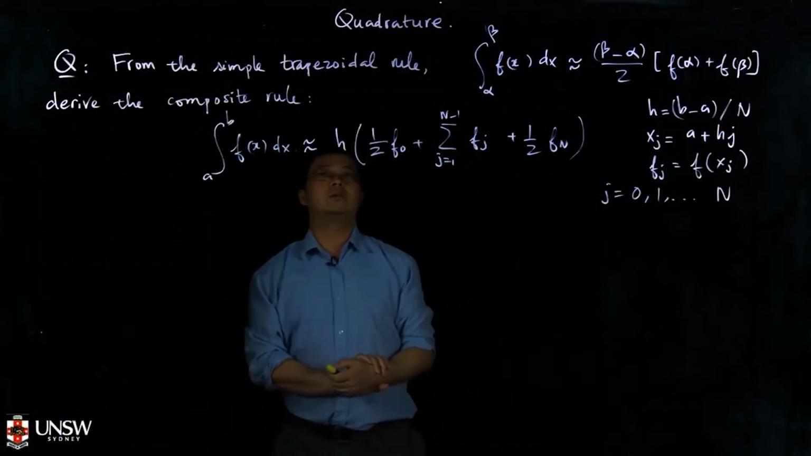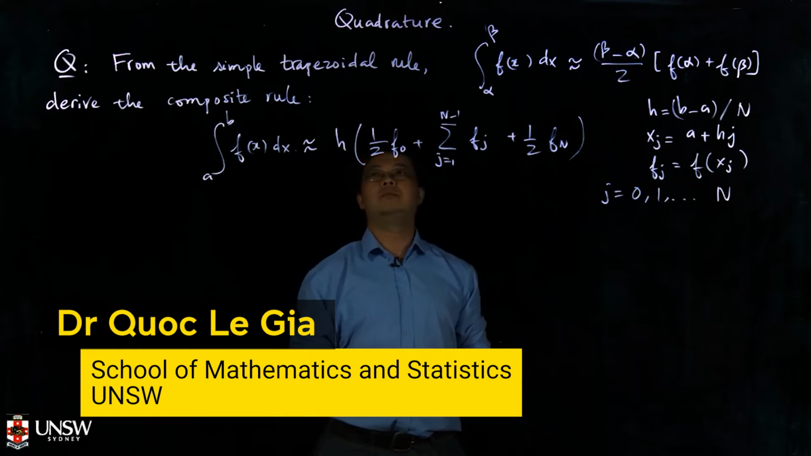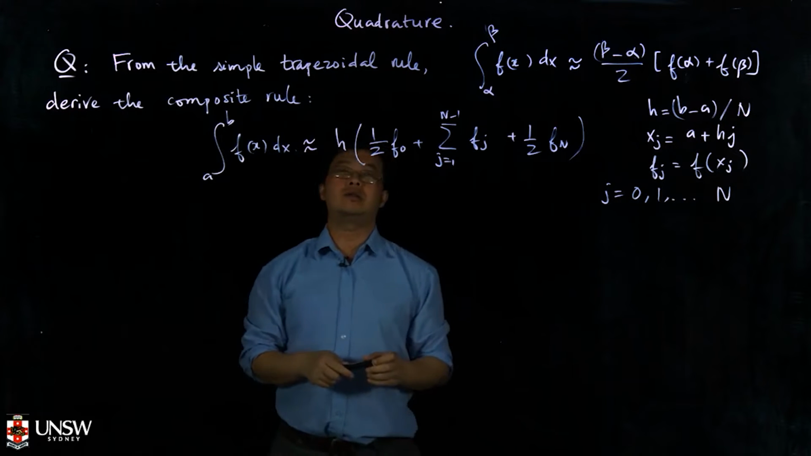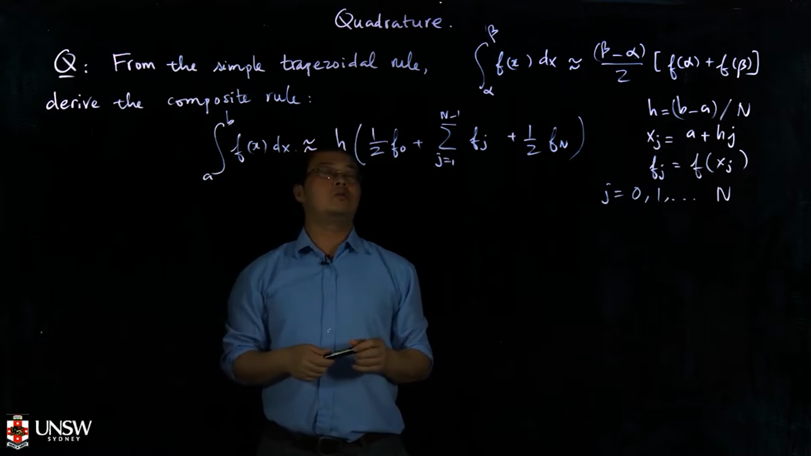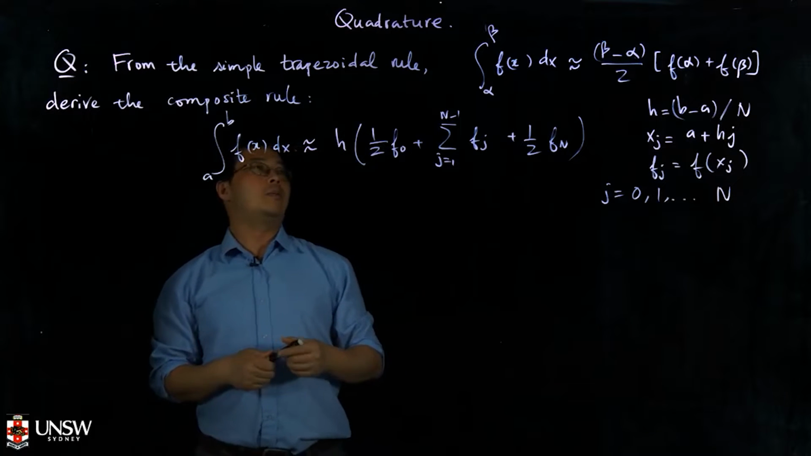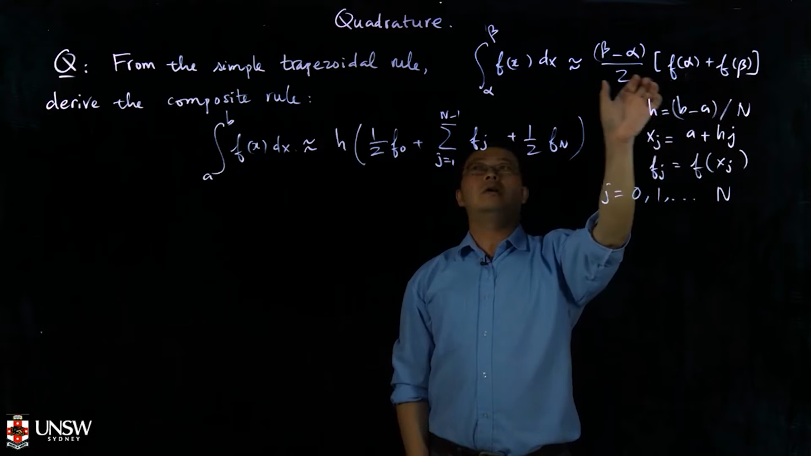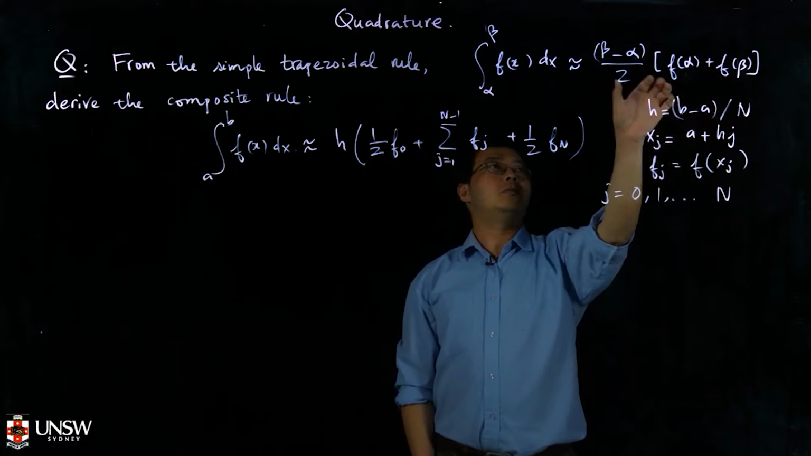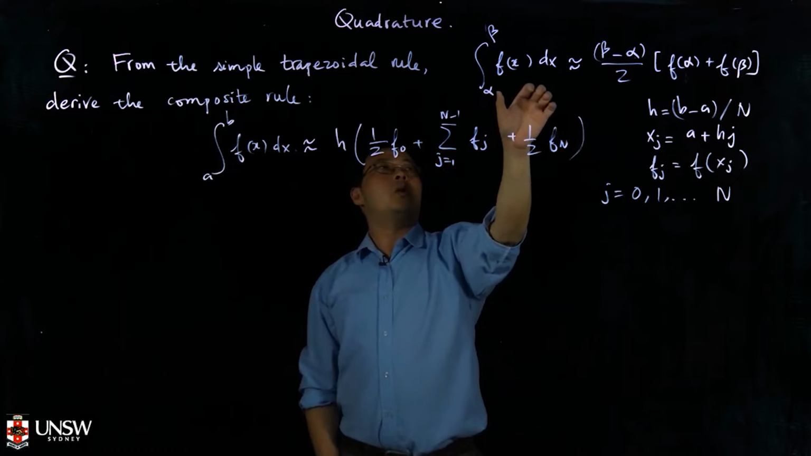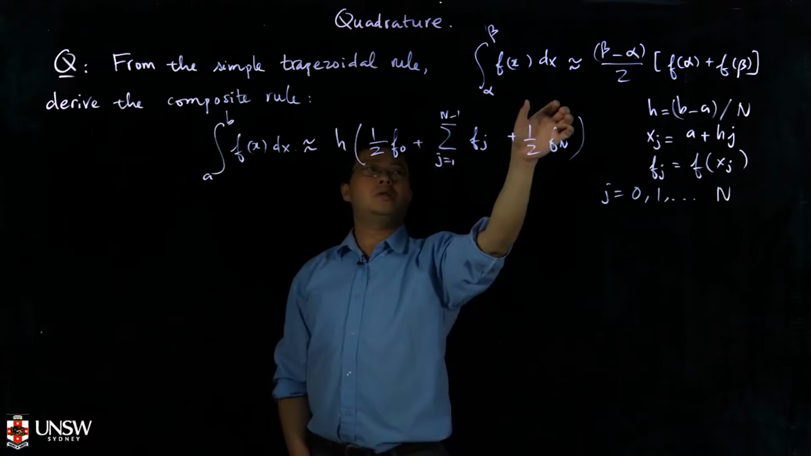Okay, so we are going to talk about quadrature, which is another name for numerical integration. First, we consider the simplest quadrature rule, the trapezoidal rule. The trapezoidal rule is where you approximate the area under the curve by the area of a trapezium under the curve. And now the question is, suppose I have this formula for one trapezium already.